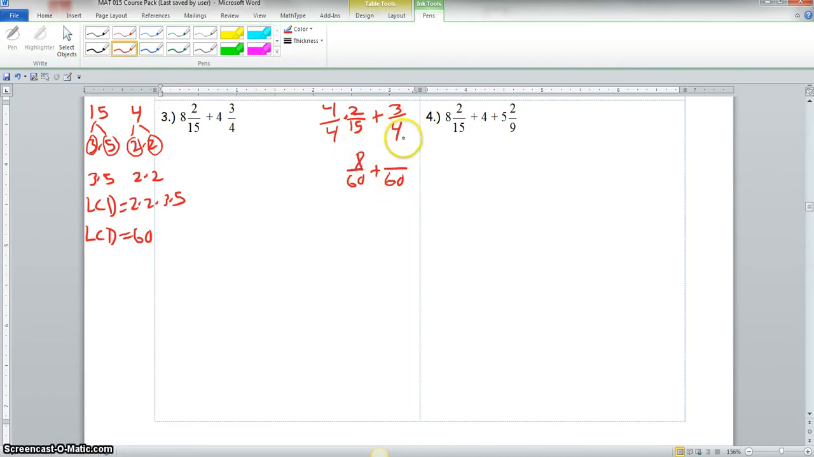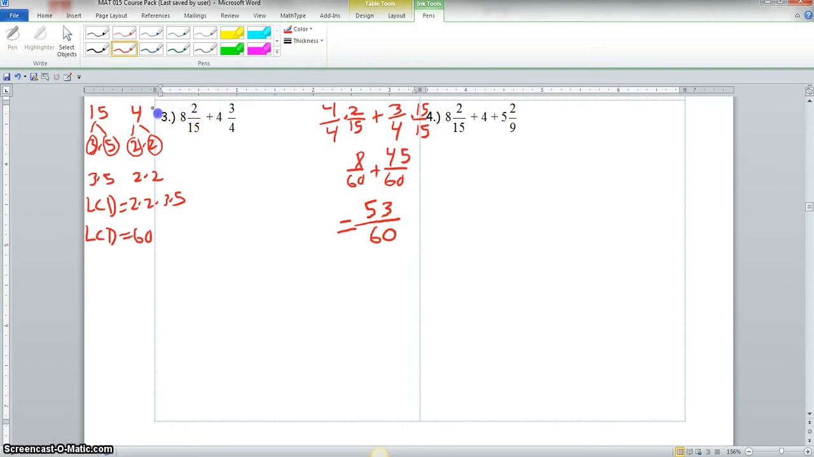Now, we look here, 60 divided by 4 is 15. So we multiply our numerator and denominator by 15. 4 times 15 is 60, and 3 times 15 is 45. So now we add these two together. 8 plus 45 is 53 over 60. Now we cannot make this into a mixed number, so this will stay 53 over 60.